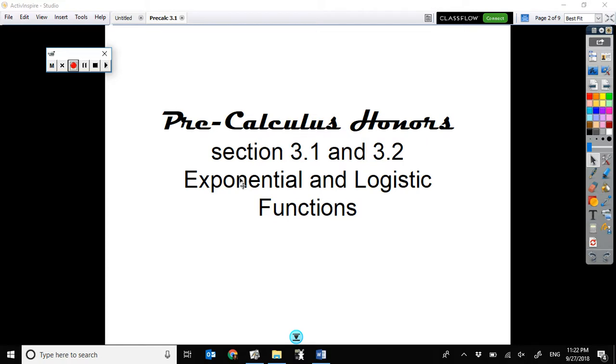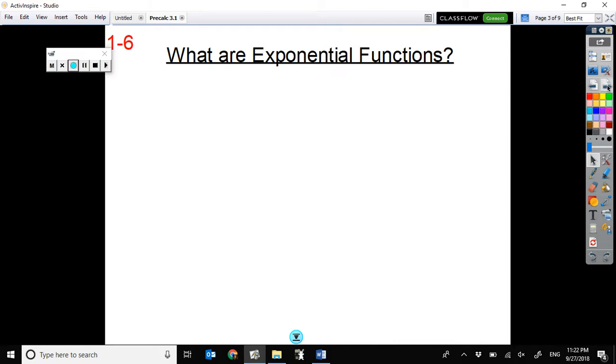Alright, so we're going to start chapter 3. We're actually putting 3.1 and 3.2 together. So we're talking about exponential and logistic functions. So what are exponential functions? Let's look at some examples.